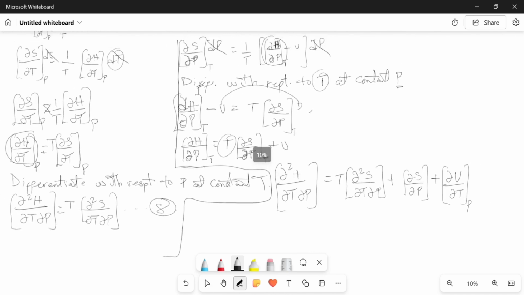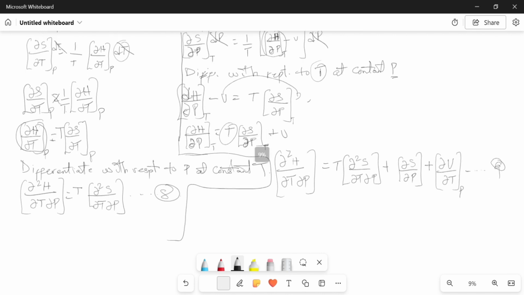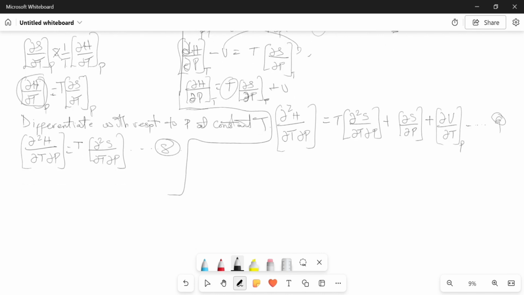Let's call this equation 9. So we have been able to get this. So look at equation 8 and look at equation 9. There are some things that are common there. We have del square h over dt dp. That means we can actually relate equation 8 to equation 9. So let's relate both together.